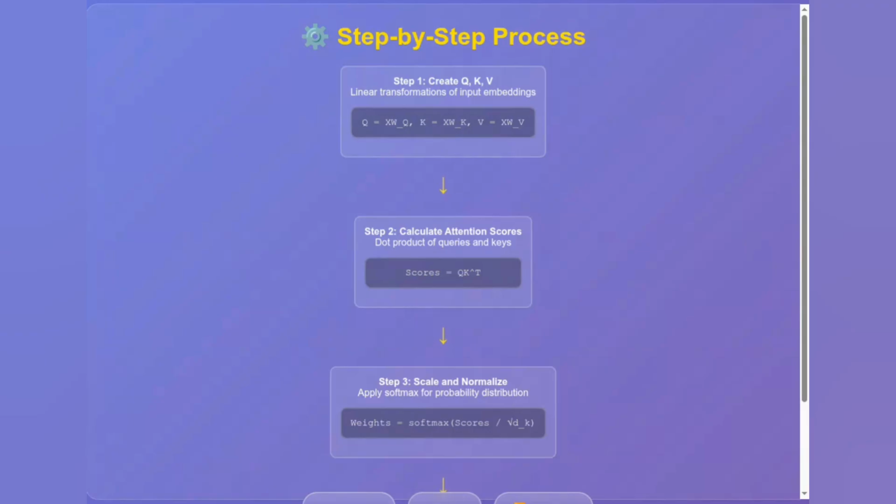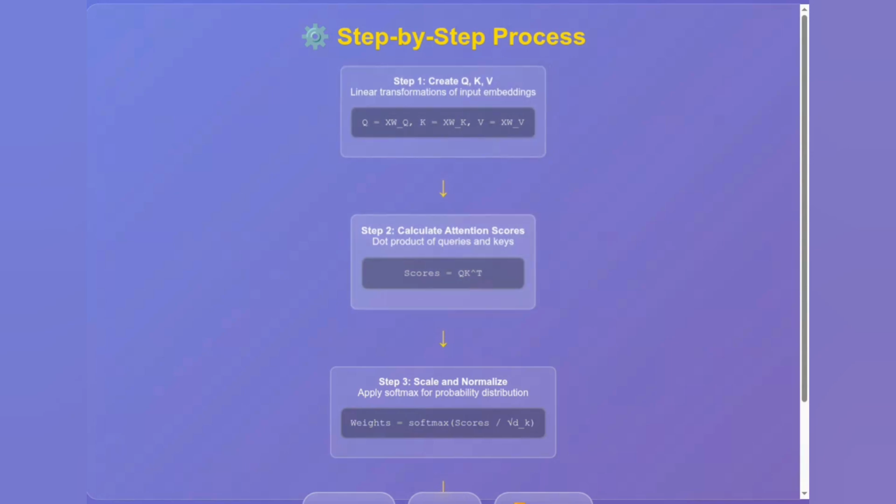Step 1. Create Q, K, V matrices. We start with our input embeddings. These represent our tokens in vector form. We then apply 3 different linear transformations using learned weight matrices, WQ, WK, and WV. This creates our query, key, and value matrices.